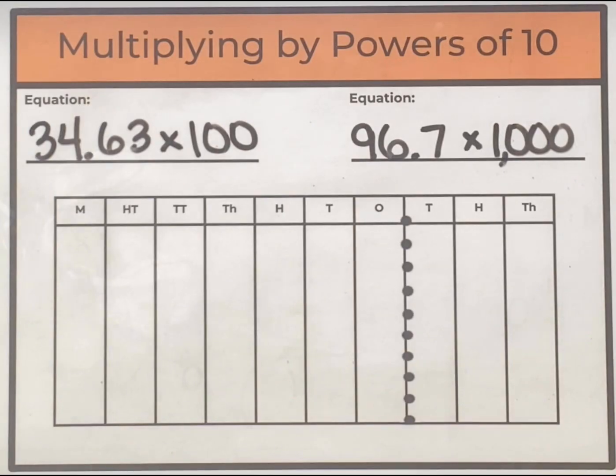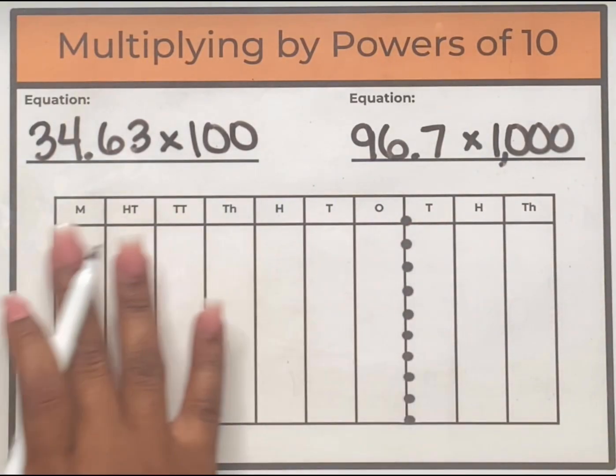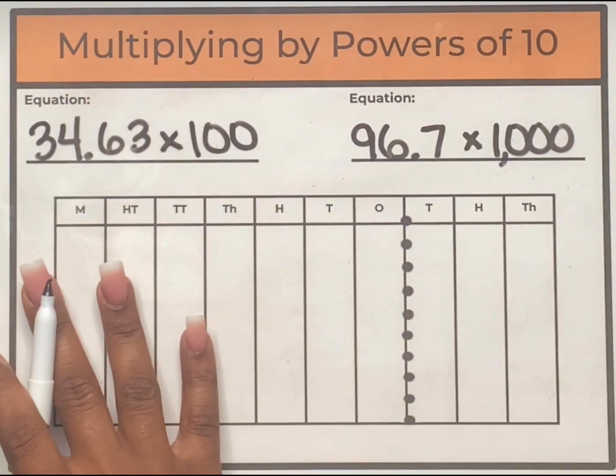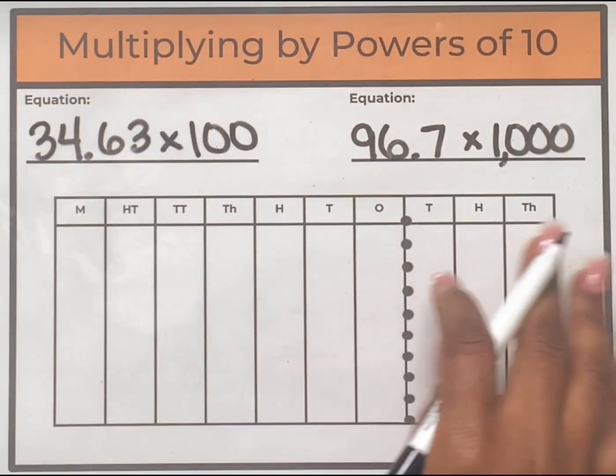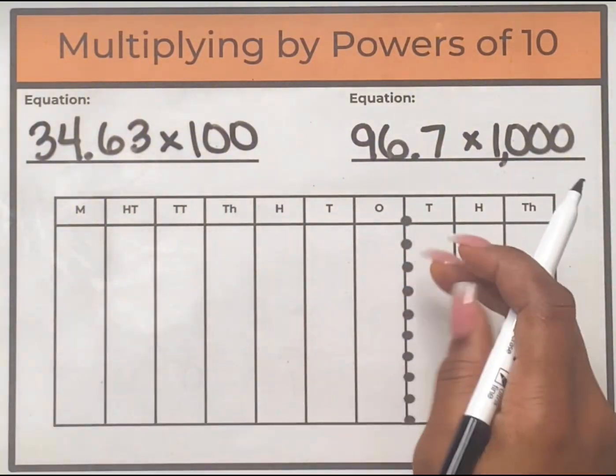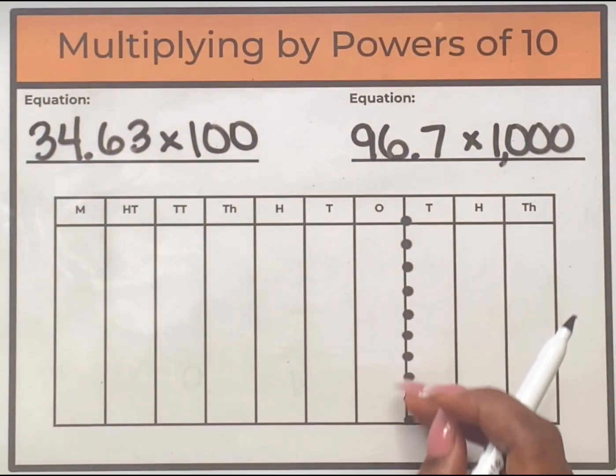Let's get started. Today we're going to practice multiplying by powers of 10. This is an extended lesson. The mini lesson is on the chart. We're going to be using the place value strategy. So, create a place value chart on notebook paper if you don't have the mat. You make one line across and 9 lines down, and make your decimal line with dots.